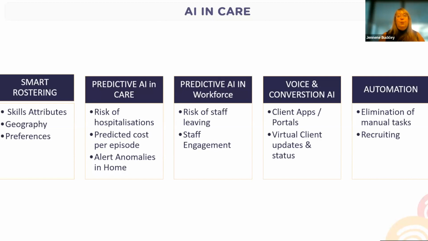Also in workforce, as mentioned earlier, workforce shortages is something that is not going to be leaving us for a decade or two at least. To use predictive AI to identify particular risks, risk profiles of staff that may be leaving, and that can be determined by monitoring a number of different KPIs as well as staff engagement.